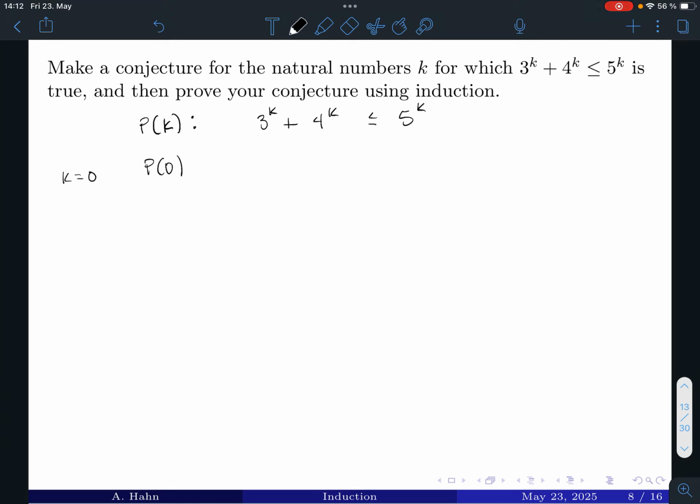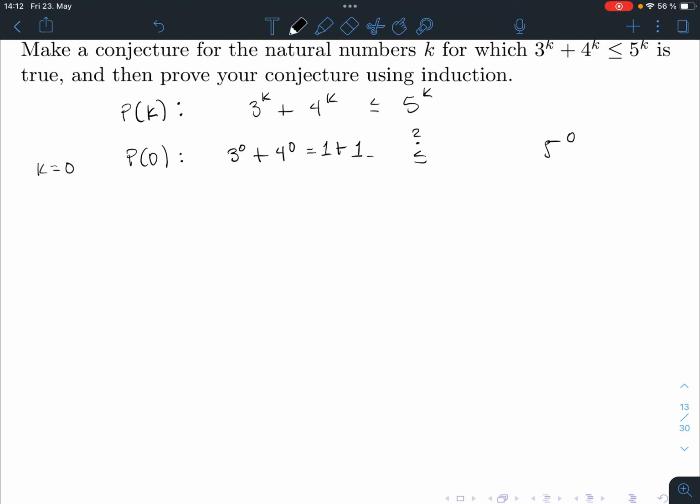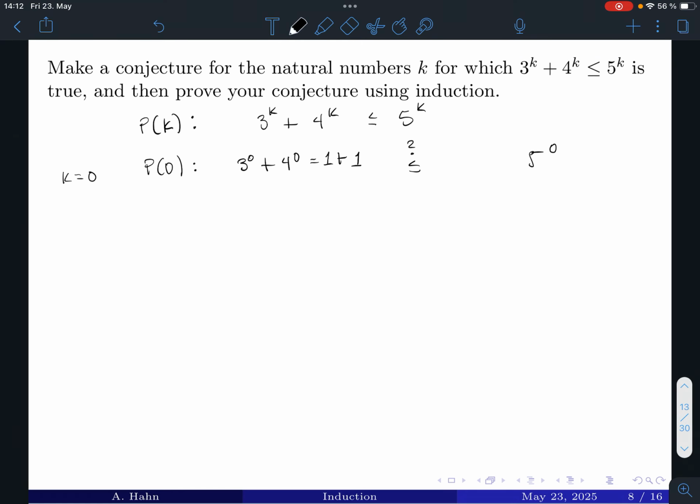And the predicate for that one is going to be 3 to the 0 plus 4 to the 0 is less than or equal to, question mark, 5 to the 0. All right. So 3 to the 0 is 1, 4 to the 0 is 1. This is 1 plus 1, equal to 2. 5 to the 0 is just 1. And is 2 less than or equal to 1? No, it's not. So it's not k is equal to 0.